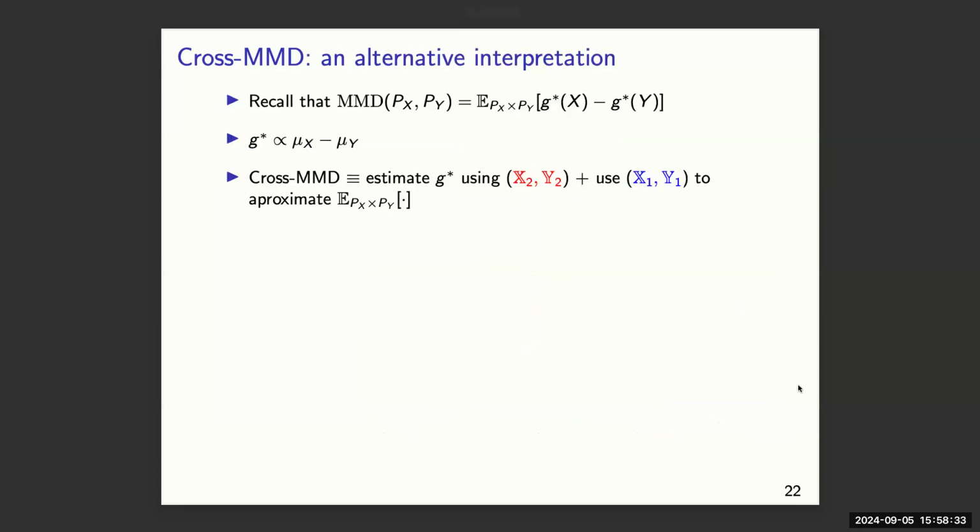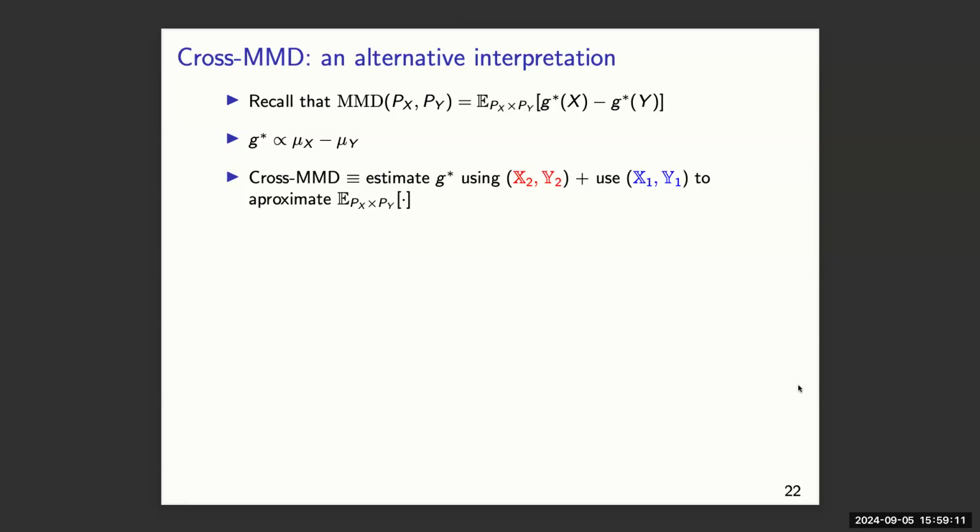Here's another way to look at it, which will be quite interesting and nice. Recall that MMD is also an integral probability metric. So MMD between Px and Py is equal to the expectation of G star of X minus G star of Y, where G star is the one function proportional to mu X minus mu Y in the unit norm ball. So a way to think of our proposed statistic is that we split the data set, use one of them, let's say the second one, to construct an estimate of G star, or at least an unnormalized estimate of G star. Then we use the remaining split to approximate the expectation.